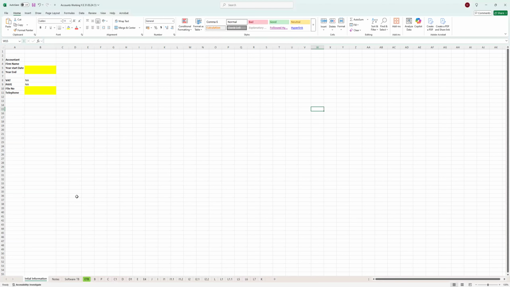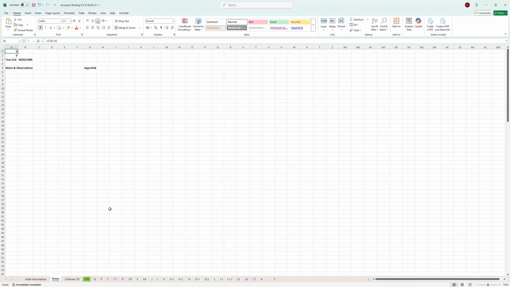So the format is quite straightforward. Start with the initial information where we need the accountant, the firm name, and the start date, year end, VAT, PAYE, file number, and the telephone. So this is the basic information for a client. The next one, you're looking at the note. So if you have any note, we can keep a record here.